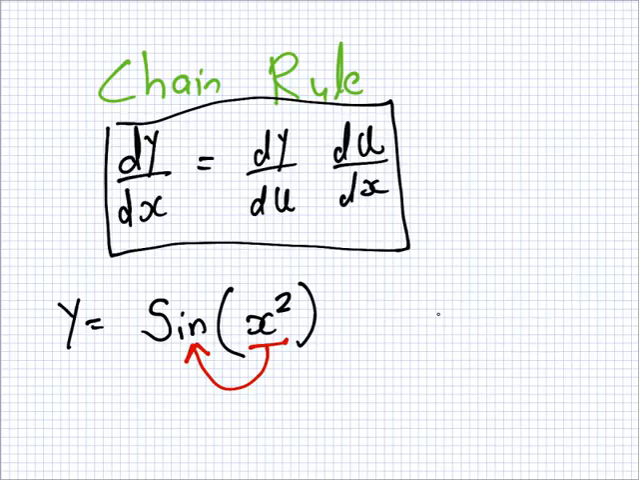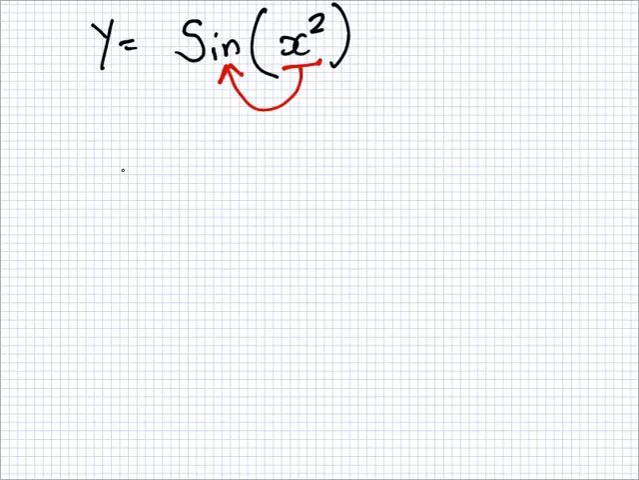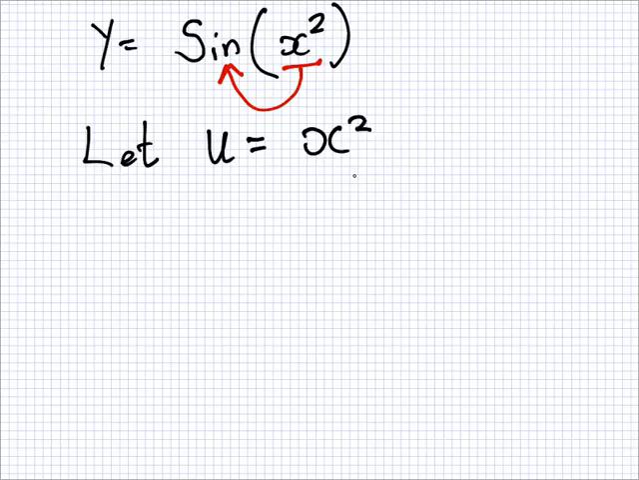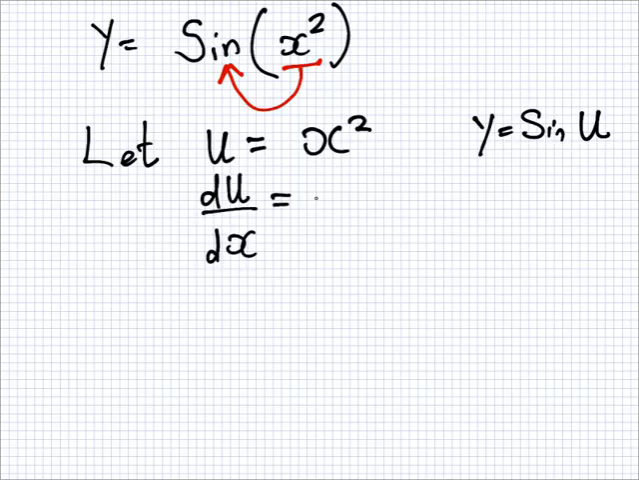There are two ways to do it, and I'll show you both. The longer way is you start off by saying let u equal what's on the inside, which is x squared. Then we get y equals sine u. And we can differentiate both of these. So du/dx equals 2x, and dy/du equals cos u.